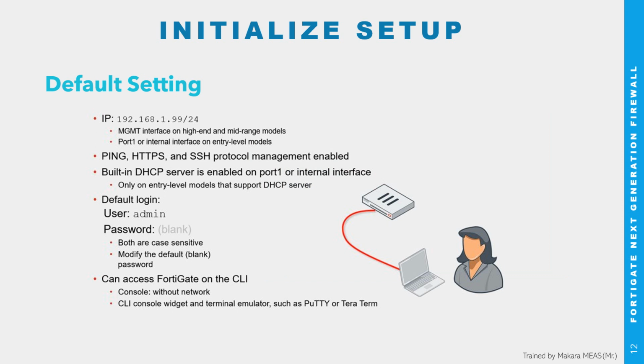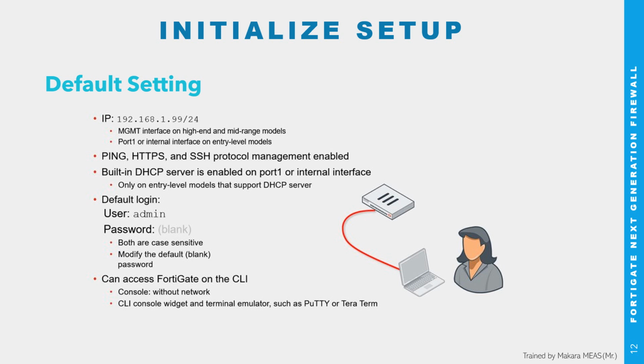Alright, before we initialize the FortiGate, you need to understand the default settings first. As you can see in the slide, we need to understand the default management IP, or the IP that we can use to access the FortiGate for the initial config. We have two types of device to discuss here: one is the high-end model, and another is the mid-range. Also, we need to understand the entry level as well. The default IP is 192.168.1.99/24 for the high-end or mid-range models. All those devices have a dedicated management port, right? So we can plug the Ethernet cable into that port for initialization.